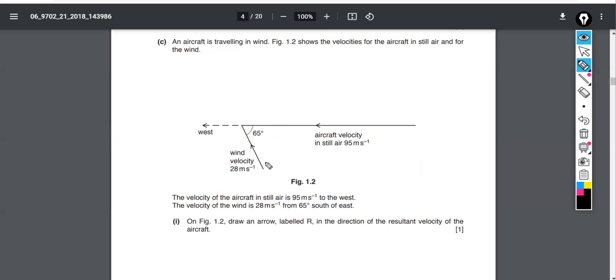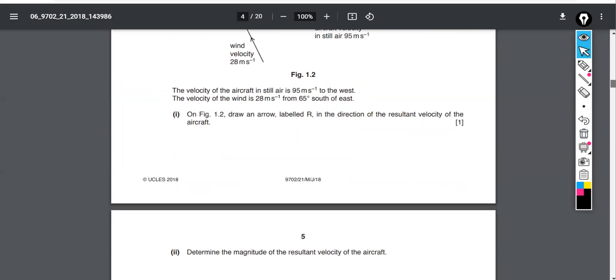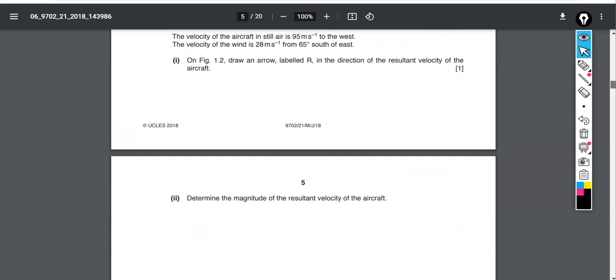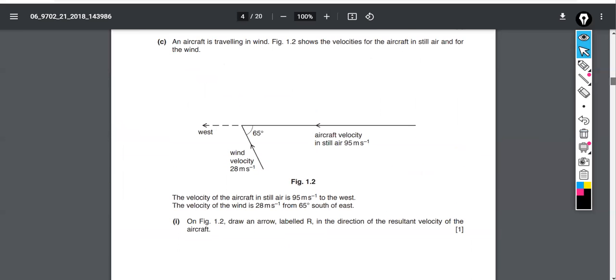So what we need to do to do this calculation, because we have to do it in parts, part one is just the 1 mark for drawing that arrow. We have to determine the magnitude of the resultant velocity. So let's see how we do that. This wind velocity is moving north and west a little bit, right? So we can see it like this here.